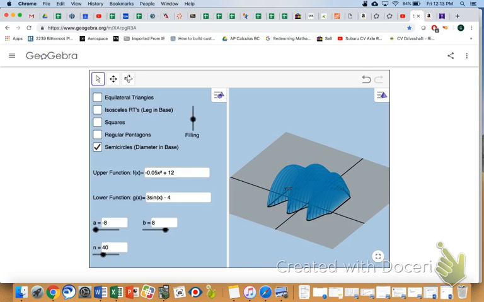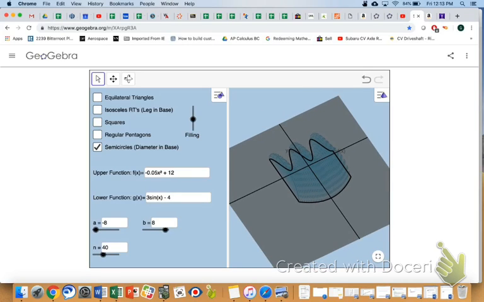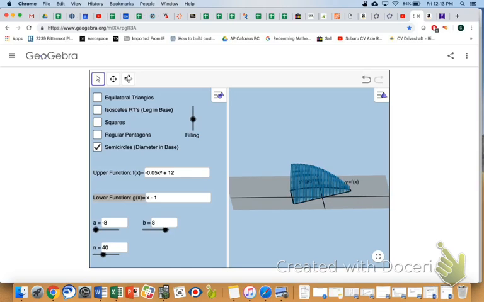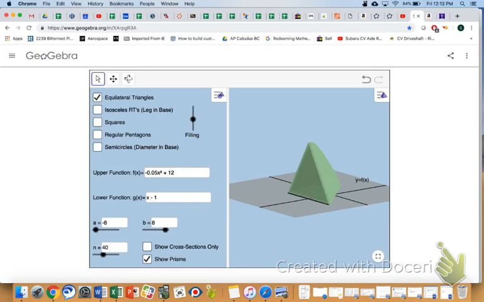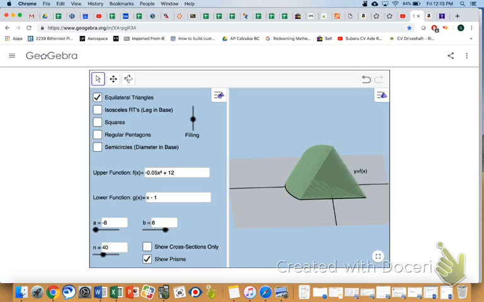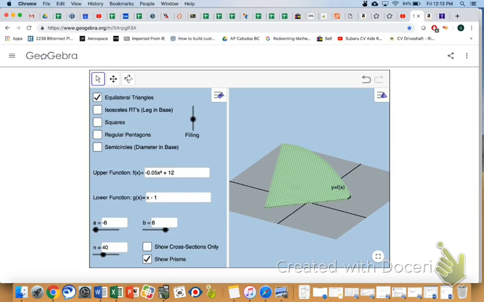Obviously we can change the base region. Check this out. Here's the base region. What if I change the lower function to be, maybe, a line, like x minus 1? See how it just changed? So let's see what that looks like. And then you could do equilateral triangles. This looks a little more like that Sydney Opera House thing, right? Ooh, it spins around too.